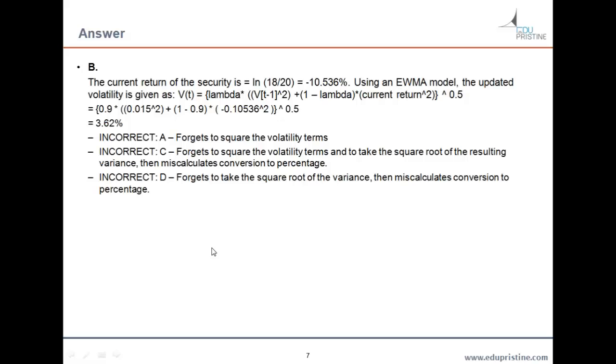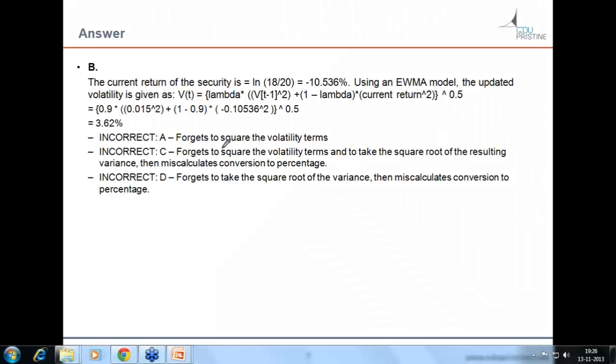Okay, you see some of the incorrect options also, what message they give you. Forget to square root the volatility terms. That's the problem. We need to take the square root of the volatility terms. We didn't. Forget to take the square root of the resulting variance. So these are some of the important points, because you will surely have an option for a mistake you make some other way.